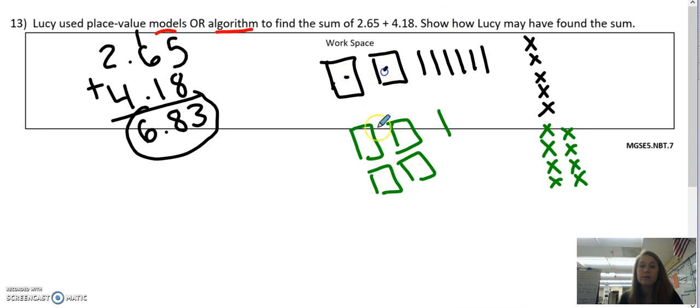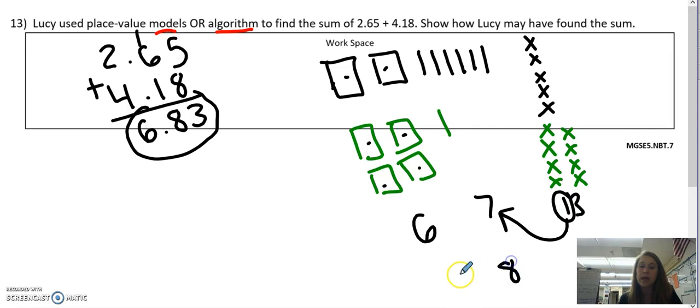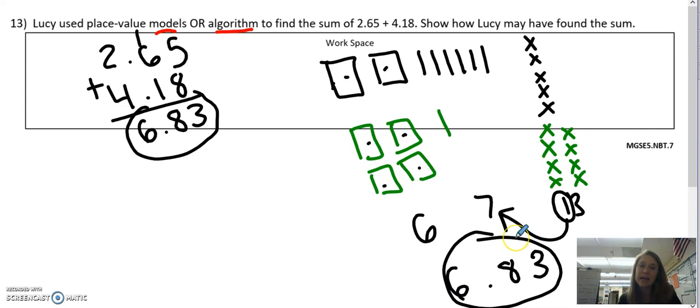So I've got 1, 2, 3, 4, 5, 6. I've got 6 wholes. 1, 2, 3, 4, 5, 6, 7 tenths. And then 1, 2, 3, 4, 5, 6, 7, 8, 9, 10, 11, 12, 13 hundredths. But I can't actually have a 13 in the hundredths place. So I'm going to regroup this 1, and I'm going to add it to the 7. That turns it into an 8. So I have 6 wholes and 83 hundredths. Again, whether you use models or algorithm, the answer is the same, 6 wholes and 83 hundredths.